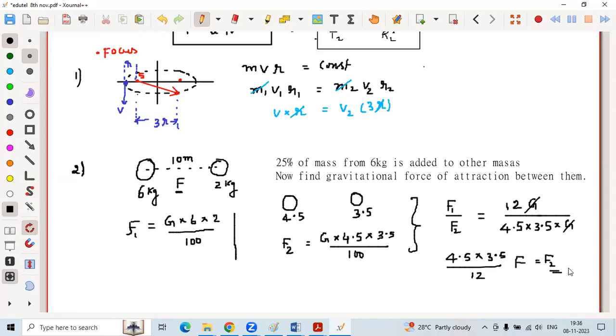15.75 divided by 12. You will get around 1 point something, because 4 threes are 12. The numerator is a little above 12 and the denominator is 12, so it will come a little above 1, 1.2 or 1.3 something. The final answer will be around 1.3 F. The final answer 1.31, sir. That's all, that is the answer.